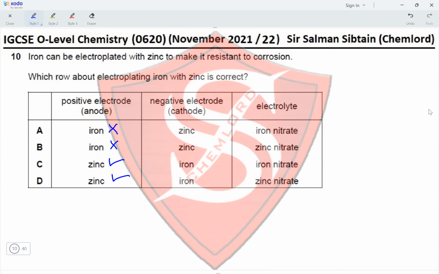Next, the negative electrode. The negative electrode has to be iron because iron is being coated with zinc. So both options have iron present. And the electrolyte has to be a solution of zinc because zinc is being coated onto the cathode. So zinc ions need to be present in solution. This eliminates option C, making option D the correct option for this question.